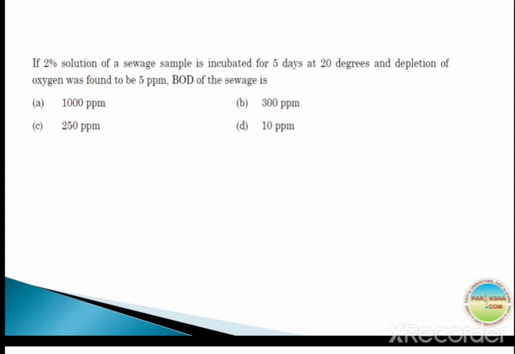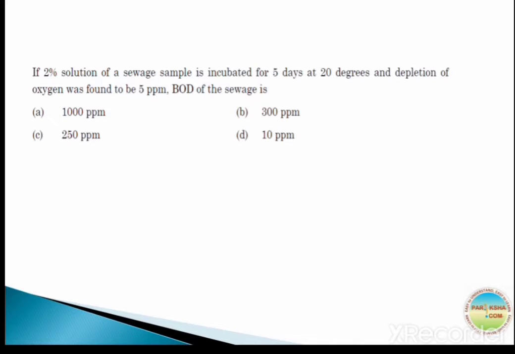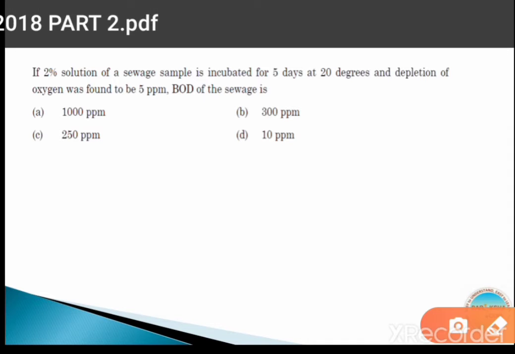If a 2% solution of a sewage sample is incubated for 5 days at 20 degrees and depletion of oxygen was found to be 5 ppm, the BOD of the sewage is: the correct answer for this question is 250 ppm. ppm stands for parts per million. The solution is: for a 2% solution, the dilution factor, denoted as DF, is 100 by 2, so the value is 50.